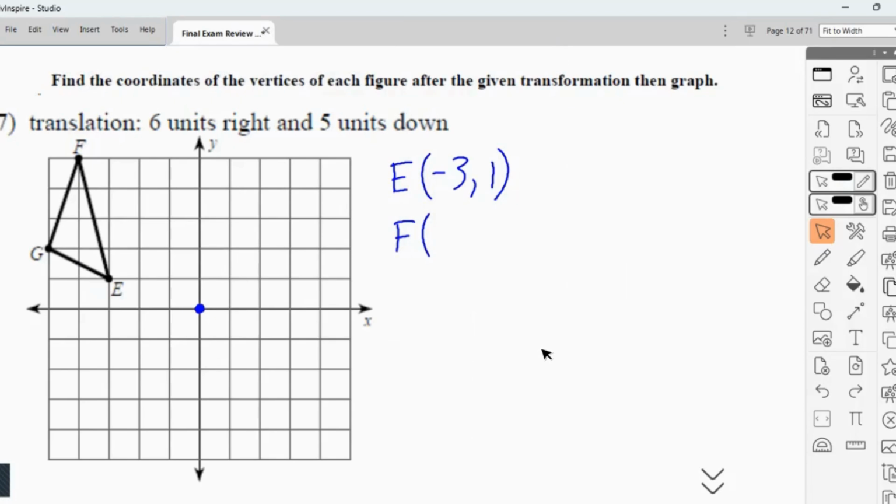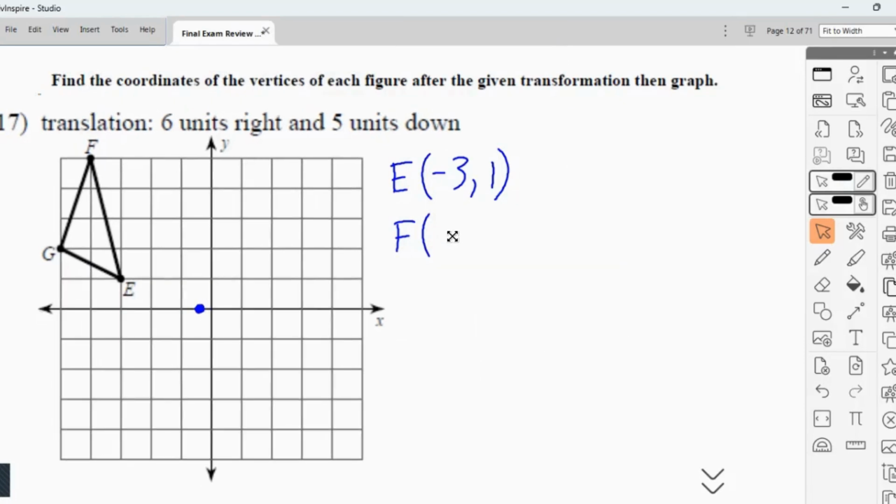We're not dragging anything. -4. Oh, I see what's up. My bad. Sorry, guys. -4, 5. Got it? So that's the F one. Let's go G.